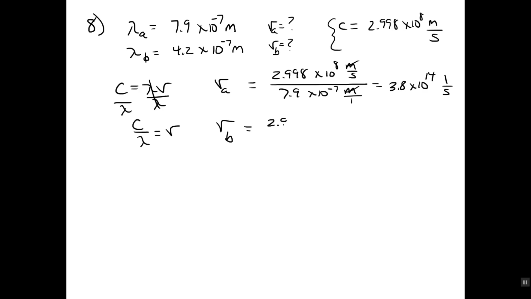And now we do the same here, 2.998 times 10 to the 8th meters per second over, this one was 4.2 times 10 to the negative 7th meters over 1. And so again, that's going to be 1 over S, and you divide that out, you get 7.1 times 10 to the 14th power. Okay, so that's the frequency of A, that's the frequency of B.